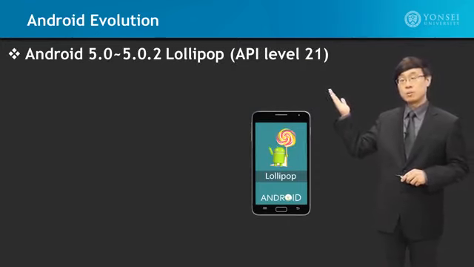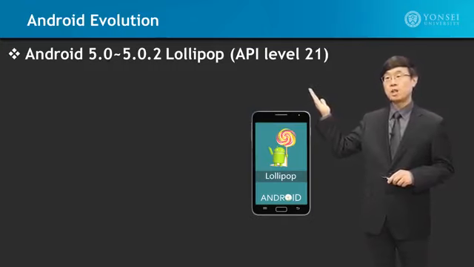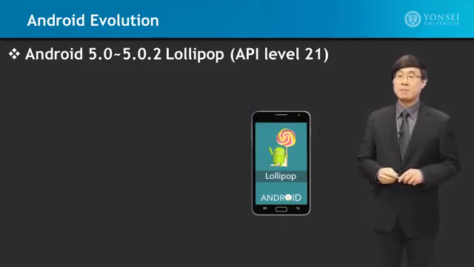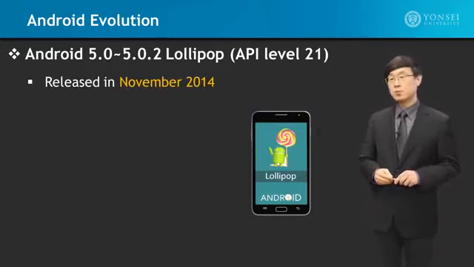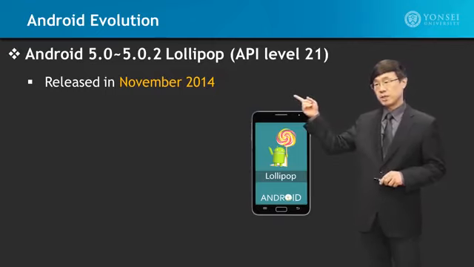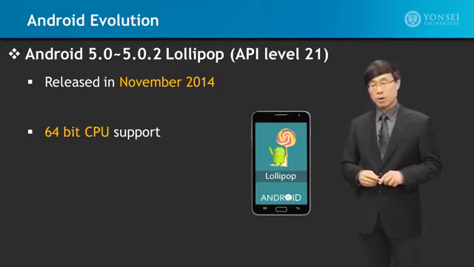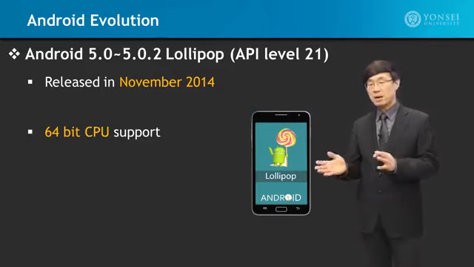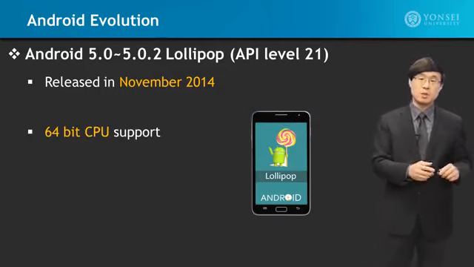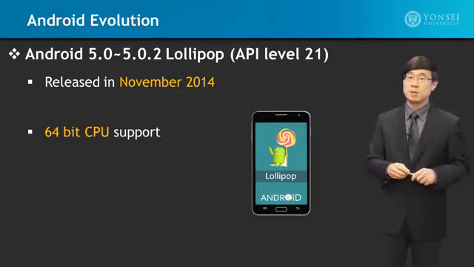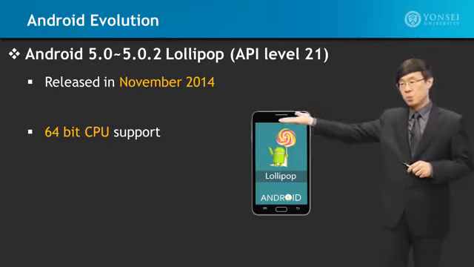Android 5.0 to 5.0.2 Lollipop was based on API level 21, and it was released in November of 2014. This is when 64-bit CPU support was enabled. This was a big migration from the 32-bit CPUs to the 64-bit CPUs, and the operating system was able to support it.